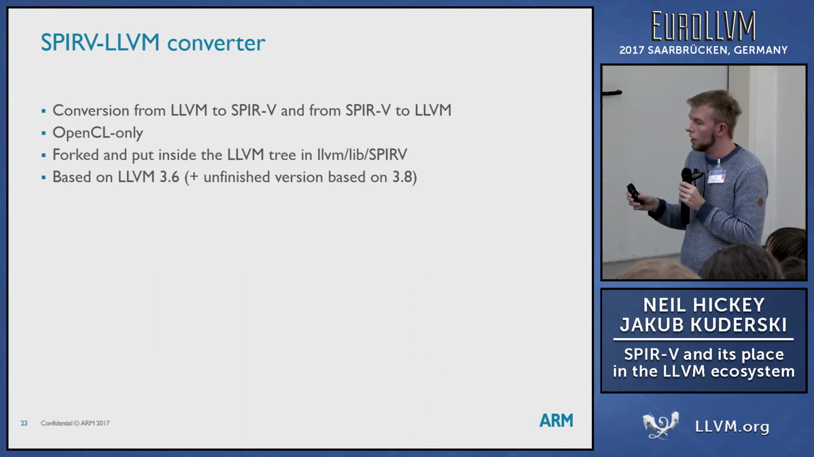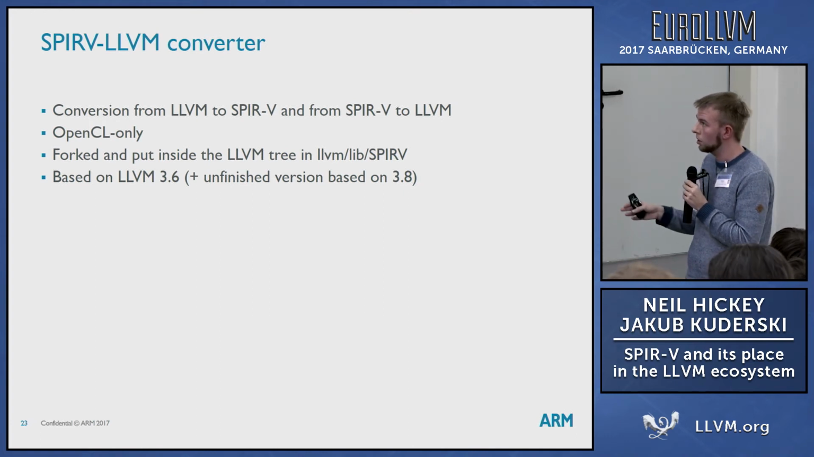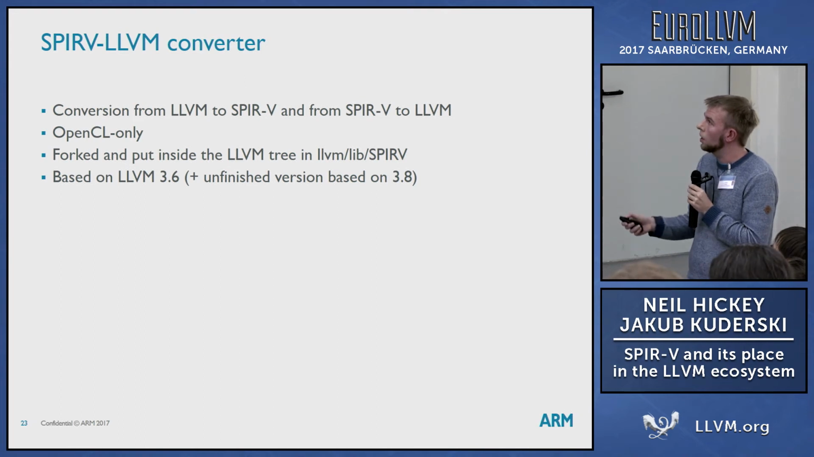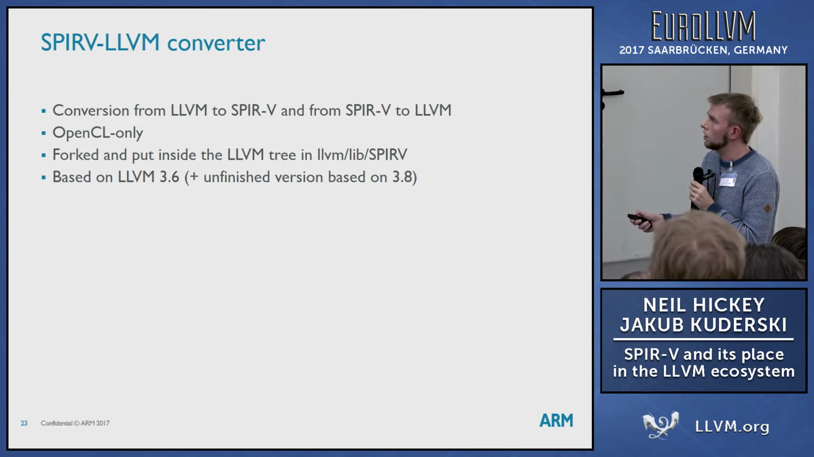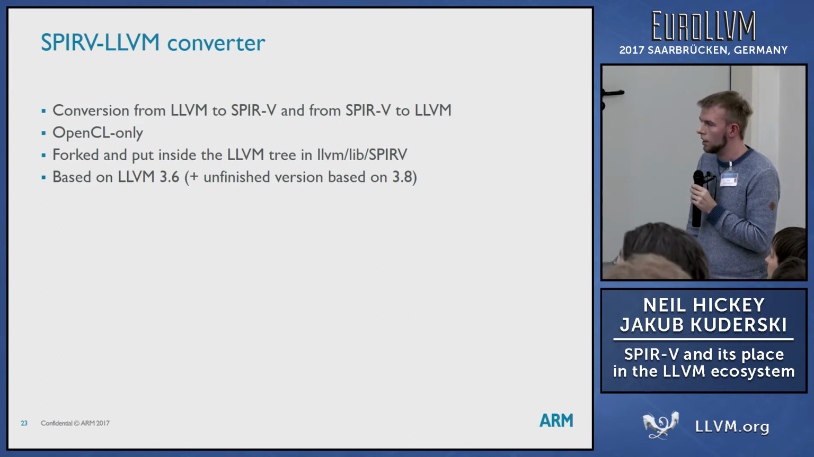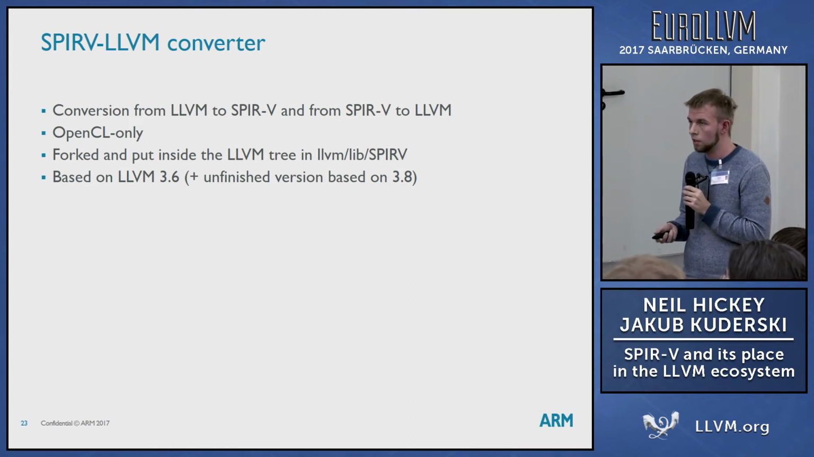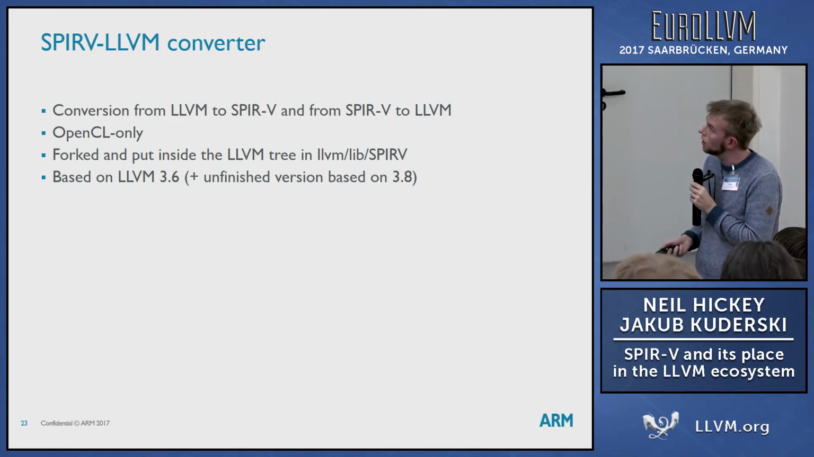But because of that, it's a forked tree, and it lives downstream somewhere on the Khronos GitHub repository. It's based on some old LLVM version, and the newer one doesn't really work well and doesn't even pass most of its tests. Maybe not most, but there are some failing tests for months there.